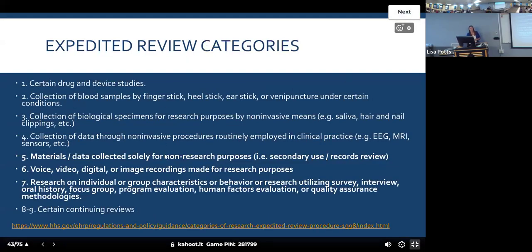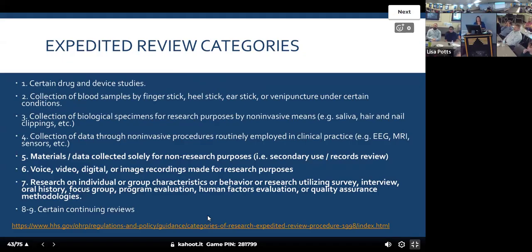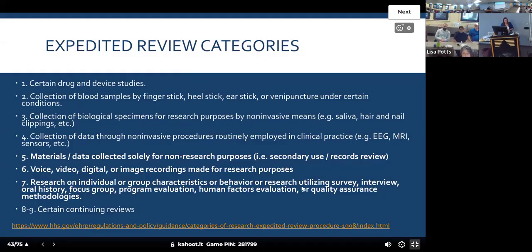So here are some of those categories. I bolded the ones that I think apply most to the kind of research, the proposals, that we get here. So again, records-based research, interview recordings, those types of things, that's going to be expedited. And then focus groups, that type of thing.